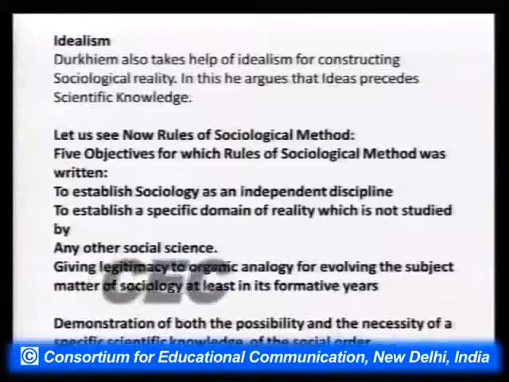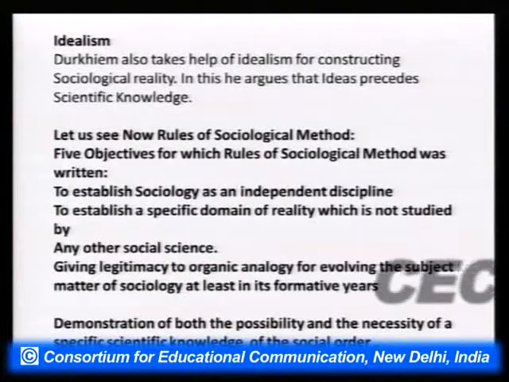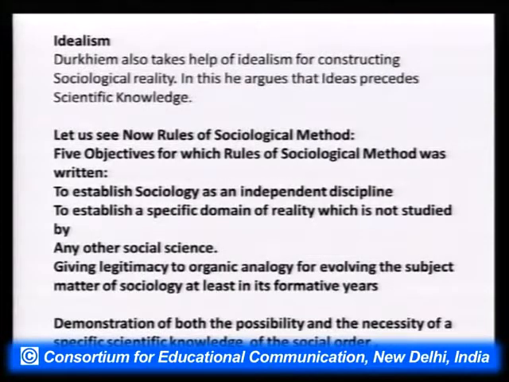Now it is here, friends, that he enters and writes the book Rules of Sociological Method. Rules of Sociological Method have a five-fold aim. What are these aims? For the first time, he wanted to establish sociology as an independent discipline. This was the first and foremost objective of writing Rules of Sociological Method.